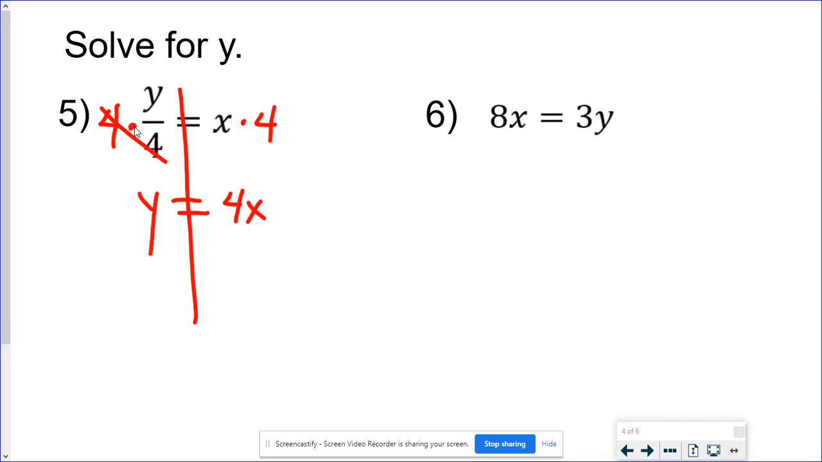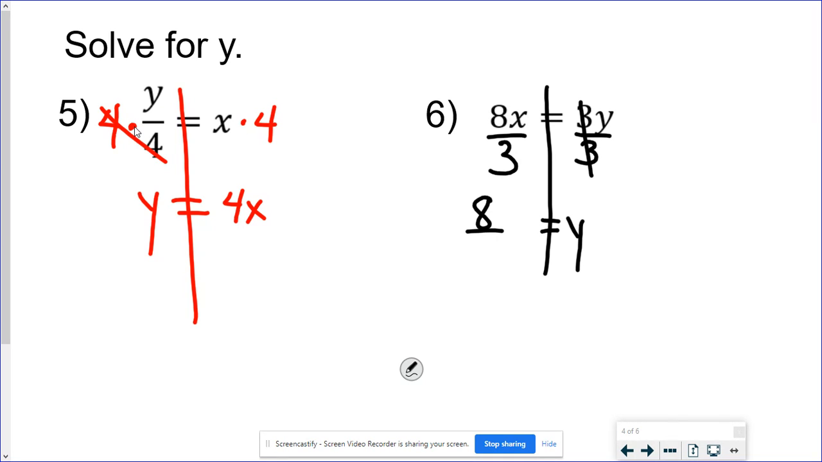Number 6, the fact that the y is on the right-hand side doesn't matter. I still want the y to be by itself. So to get rid of multiplying by the 3, I would divide by 3. And I know that the 8 doesn't divide nicely by 3, and that's okay. You can either leave it as one big fraction, 8x over 3, or 8 over 3 times x would be just fine as well. And I truly don't care if you flip-flop and put the y first. You can, but you really don't need to.